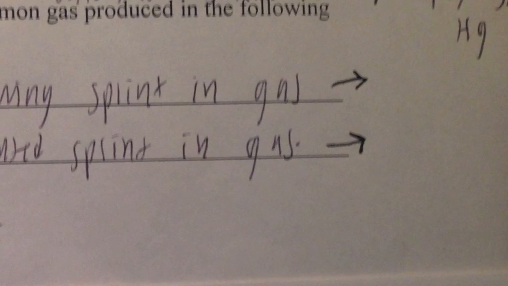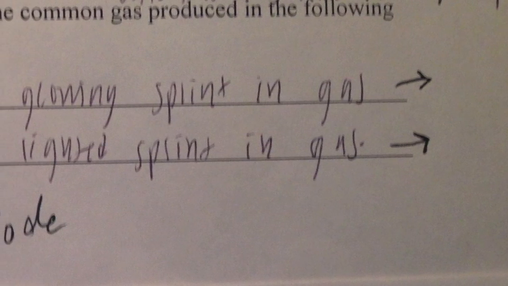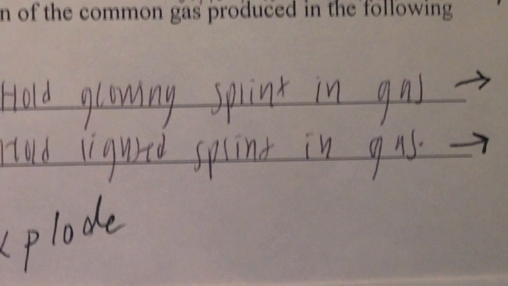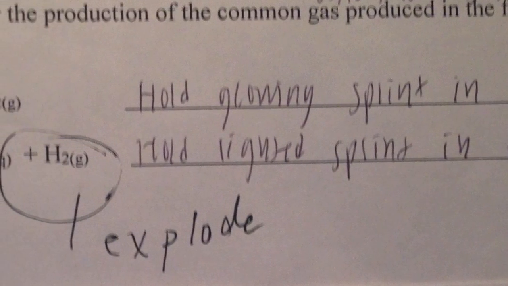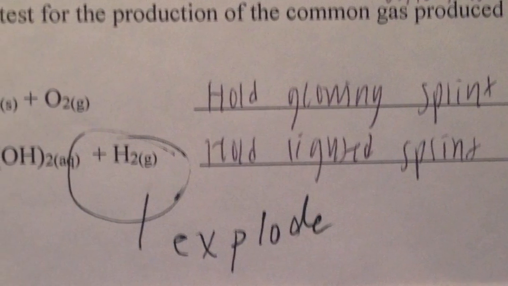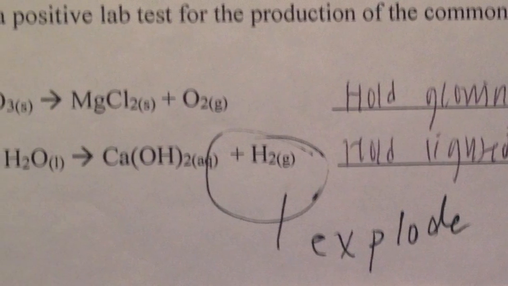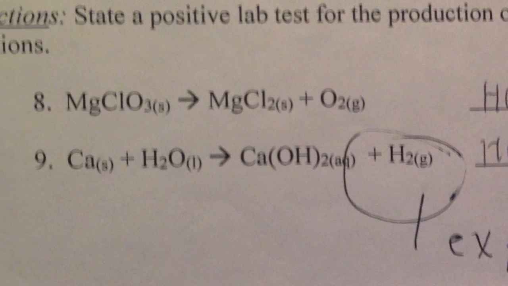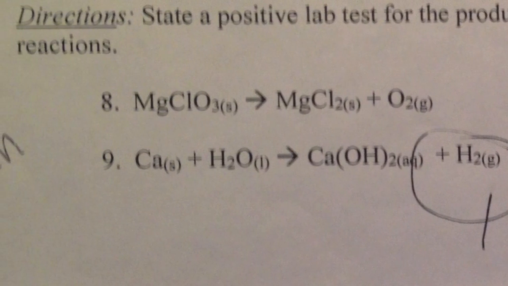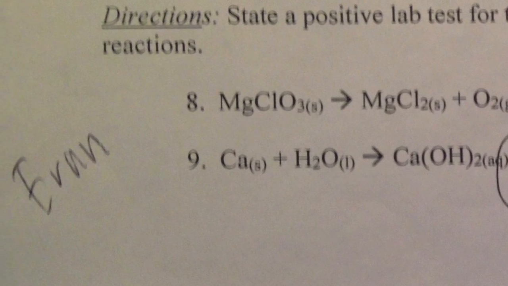All right, some of the positive lab tests we've learned about in honors chemistry are holding the glowing splint in the gas to determine if there's oxygen, and holding the lighted splint in the gas to determine if there's hydrogen. Looking at number 8 and 9, in number 8, oxygen is one of the products, and in number 9, hydrogen is one of the products. Those are the tests to determine if those two are present: the glowing splint for oxygen and the lighted splint for hydrogen. If the lighted splint goes out, there's hydrogen present, and if the glowing splint lights, then there's oxygen present.